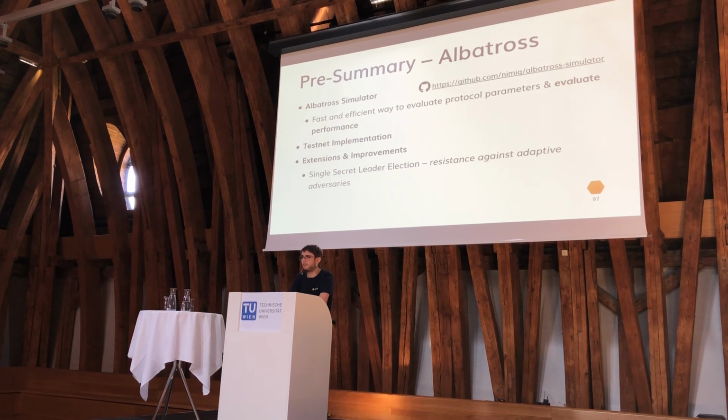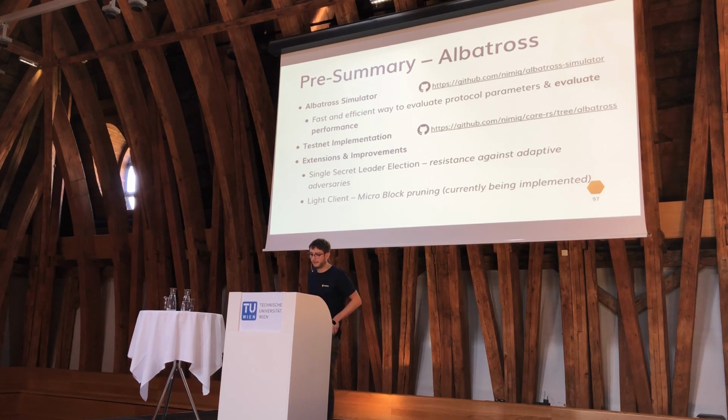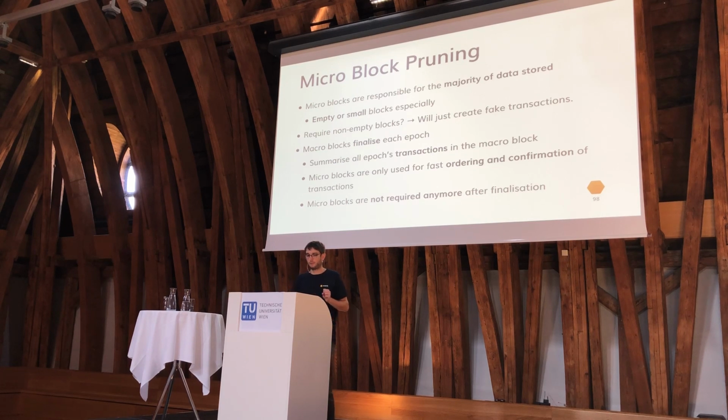One thing I talked about yesterday in the lightning talks is the single secret leader election that would give us resistance against adaptive adversaries. And the second thing is that we're currently implementing some form of light client, so we can prune all of the microblocks. And how does that work?